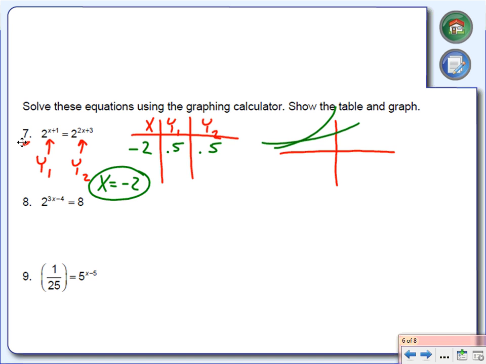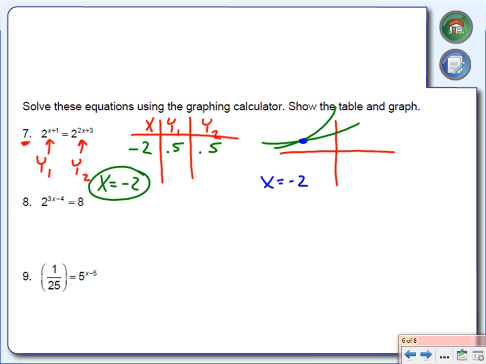You're still going to go to second trace. You're still going to find the point of intersection. And that point of intersection is still going to be that x equals -2. So even though you don't get a horizontal line, you're still going to treat it the same. You're still going to find the point of intersection for it. All right, so again, number 7, the solution here is -2. And all we did was put it in our calculator. Let's do one more here.